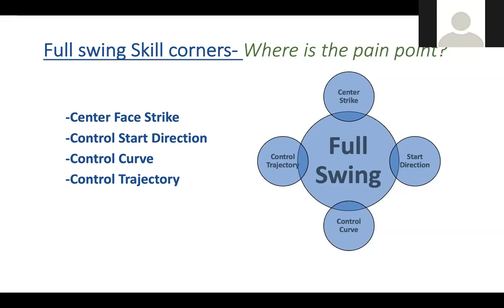All right, so based on the player's ability and the ball flight they would like to achieve, where's the ball hitting on the face? Where does the ball start? Can they control the direction it curves? And can they control the trajectory when needed? And I'm first of all looking for, in a full swing lesson, what's the pain point? Where's the real thing we've got to change?